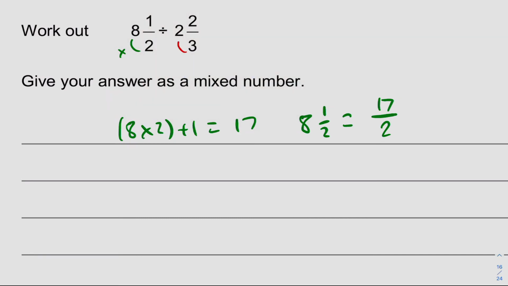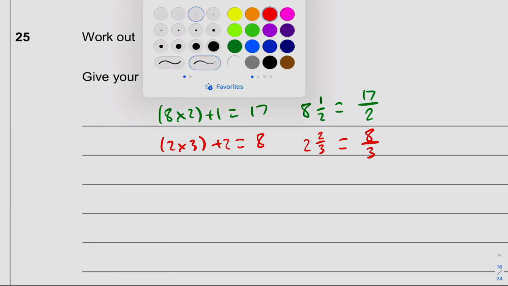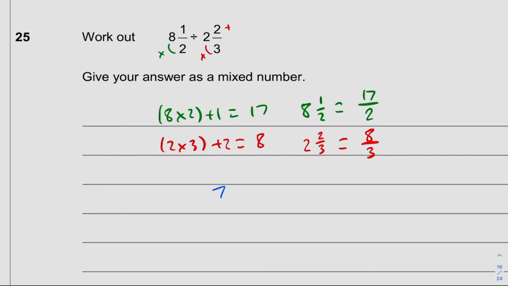So we do 2 times 3, and then we plus our numerator, so plus 2, and this gives us 8, and we can therefore say 2 and 2/3 is equal to 8 over 3, as the denominator stays the same again. So we can then rewrite our original question as this. We've got 17 over 2 divided by 8 over 3.